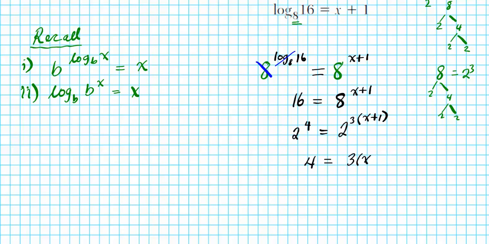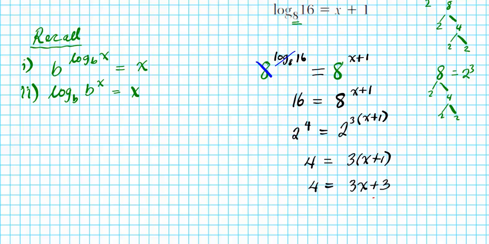So 3 times x plus 1. Okay. So the two sides of my equation have identical bases, so I can proceed by equating the powers since the bases are identical. Okay. So I have 4 equals, and I'll distribute the 3. You have 3x plus 3.